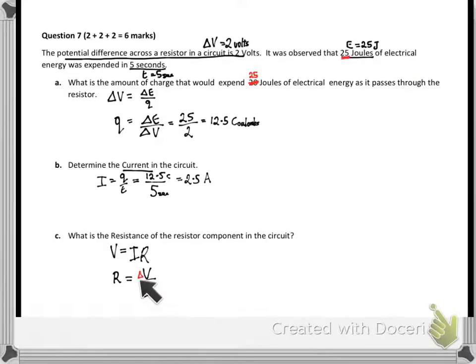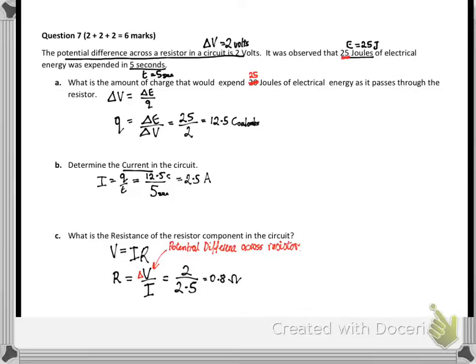Now it's important to realize this V is our potential difference. It's the potential difference across the resistor. So it's the change in voltage across the resistor divided by the current passing through the resistor. Okay, so it's the application of Ohm's law in the context of this question. The potential difference across the resistor is 2 volts divided by the current, which we worked out here, of 2.5 amps, and that is 0.8 ohms.